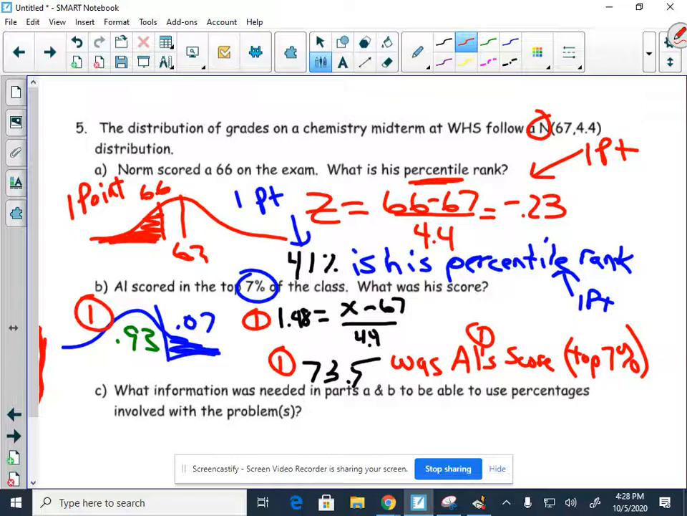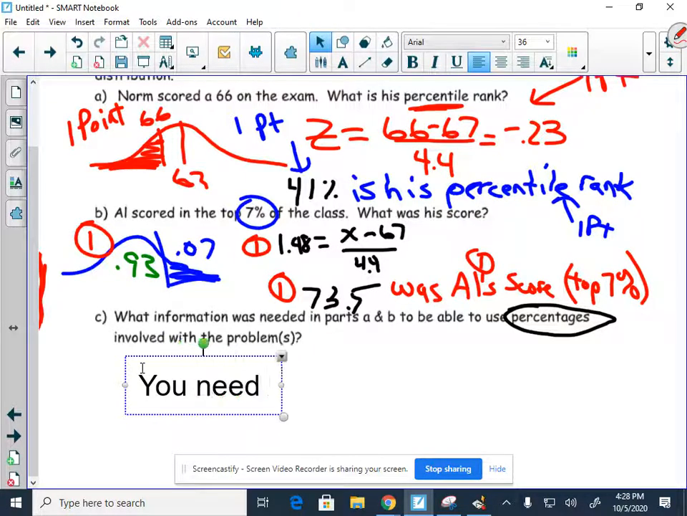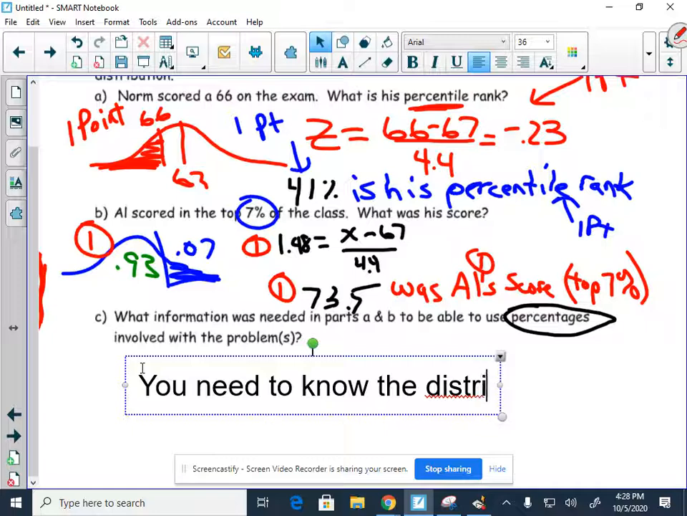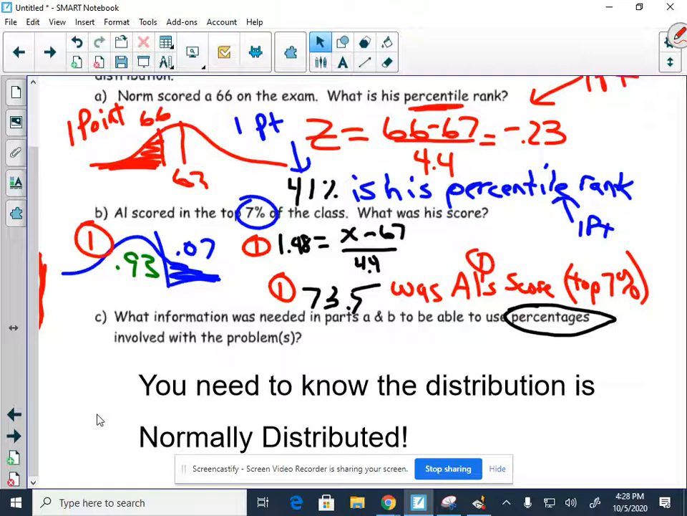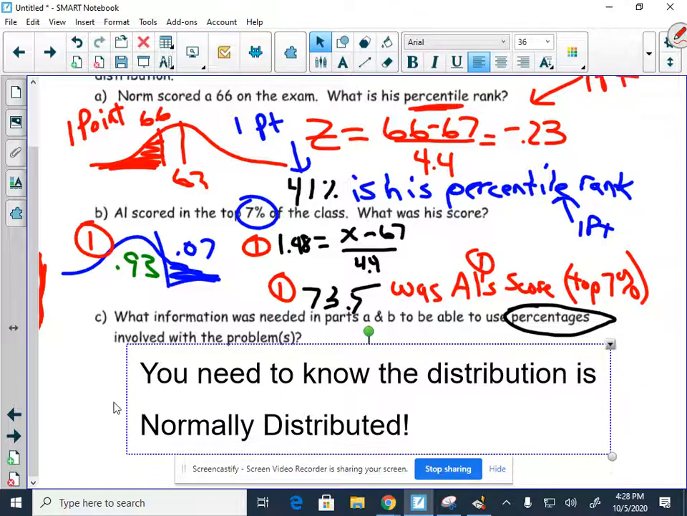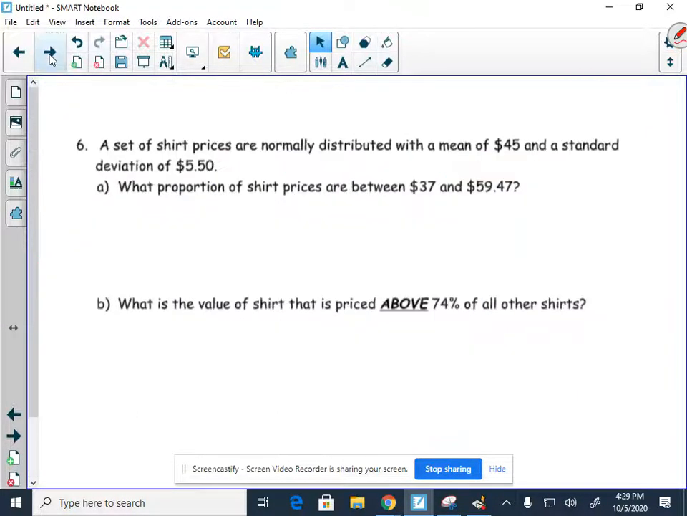Okay, the next one. What information is needed in parts A and B to be able to use percentages? That's a key thing there. To be able to use percentages, you need to know it's normally distributed. If you don't know it's normally distributed, you can't do it. So that's the answer to part C. Nothing else is relevant. If you have a mean and a standard deviation, you can always do a z-score, but you got to know it's normally distributed.